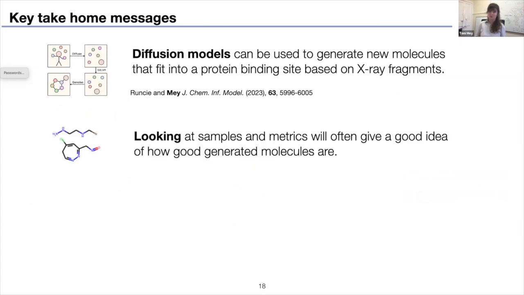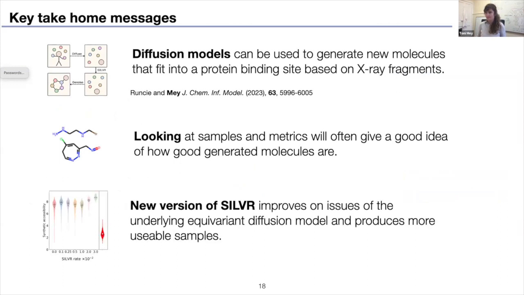It is important to look at samples as well as metrics, because both will give you different information. And we are now working on a newer version that uses a better underlying diffusion model, where you can generate much more reasonable samples that could actually lead to purchasable compounds that can be tested in the lab.